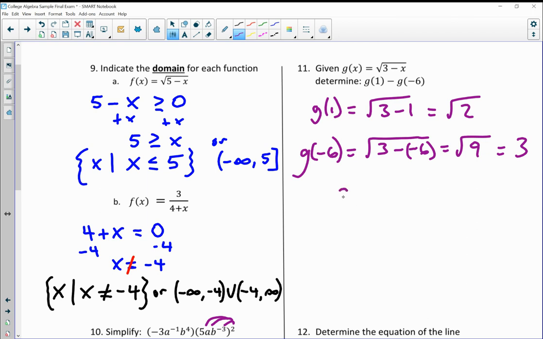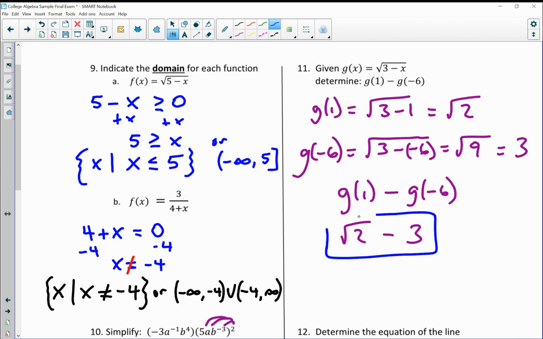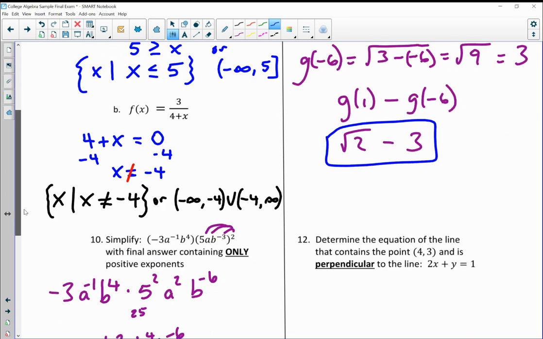So now we're just going to replace g of 1 and g of negative 6. G of 1 is square root of 2. G of negative 6 gave us 3. And that's all we could do. Square root of 2, or root 2, minus 3. And that's the final answer. Okay, let's take a look at our next one.